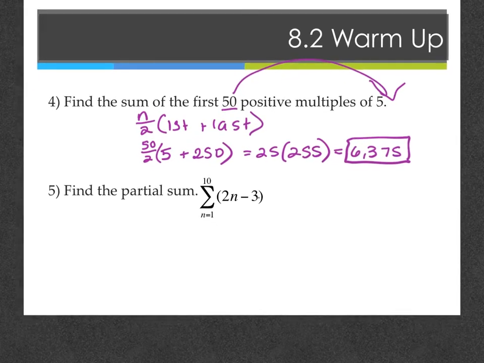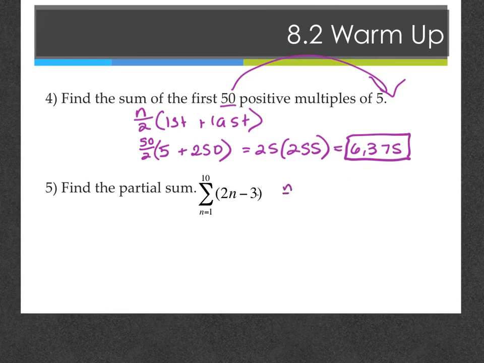And then the last one says find the partial sum. So partial sum is what we've been doing. This is still n over 2 times first plus last. That's what a partial sum is, okay? And this is different from what we did in section 1 because in section 1 I would have taken 1 and plugged it in, then 2, then 3, then 4, and so on up to 10. And then I would have added all those together, right? Which actually gets you the right answer. The idea is I don't want to be having to add 10 numbers together.